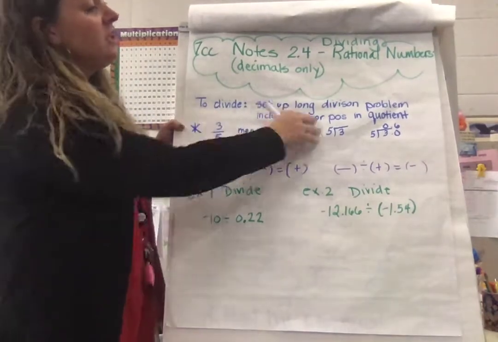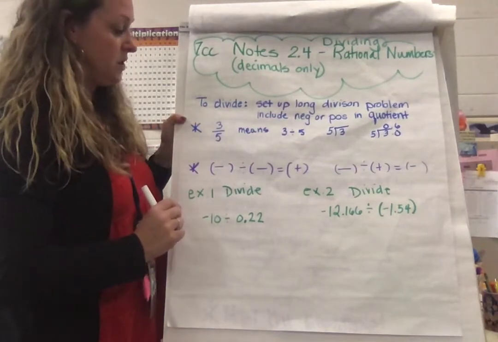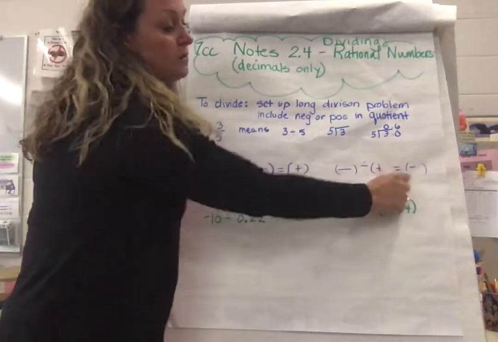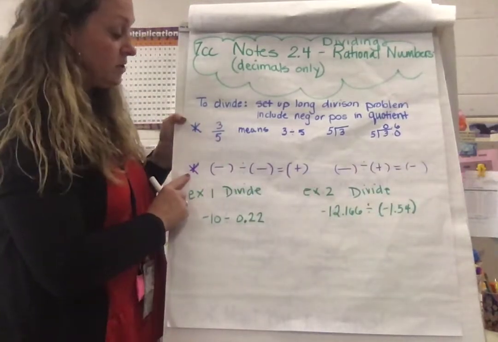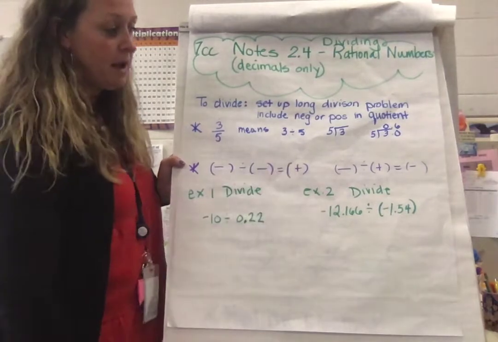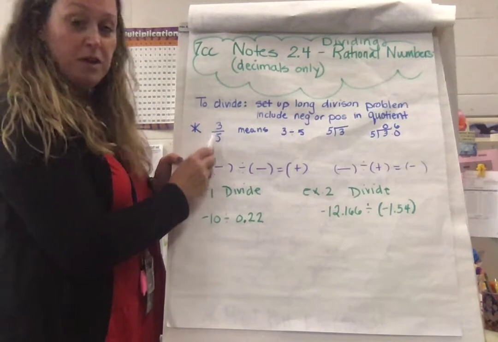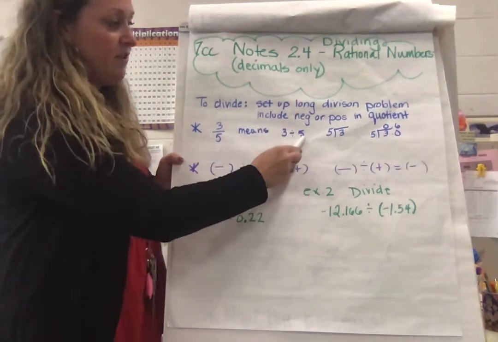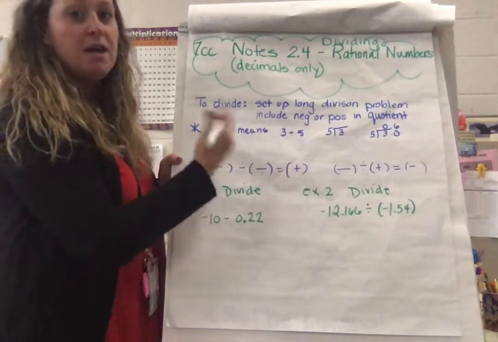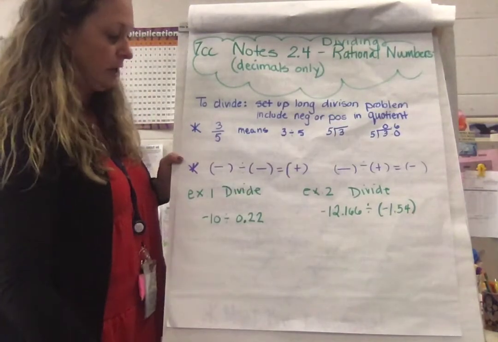To divide, you're going to literally set up a long division problem and you're going to make sure you include the negatives and positives in the quotient. These are the rules for dividing integers that are going to be applied. A negative divided by a negative is a positive, and a negative divided by a positive is a negative, and vice versa. Please remember that 3/5 means 3 divided by 5, and you set it up with 3 being divided by 5, and the answer is 6/10.